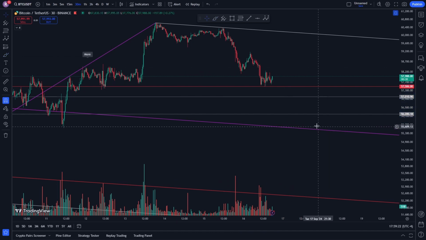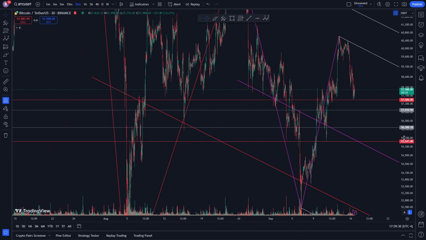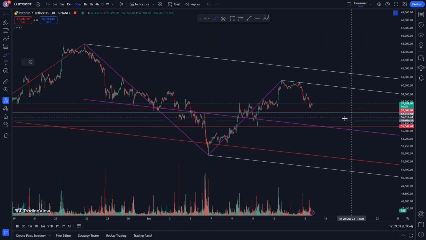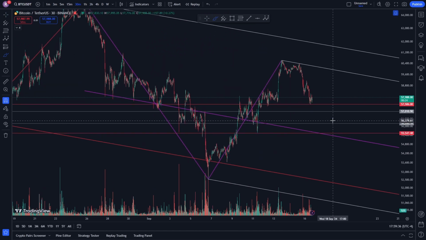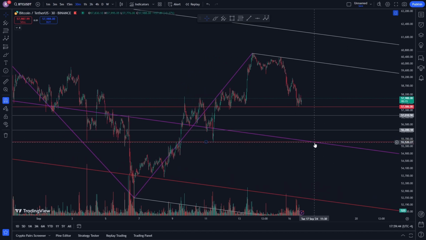If we do get a drop, and I think that this confluence right here, 55.5k, this is the key level we need to stay above, and this is probably where it's going to align with the median line and bounce off of. If we stay above this 55.5, we're good.